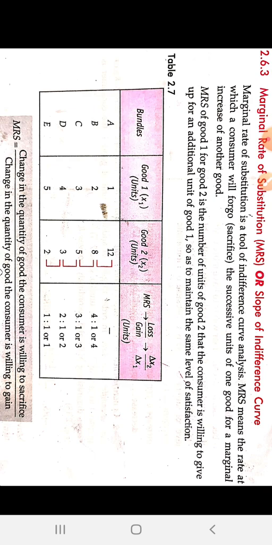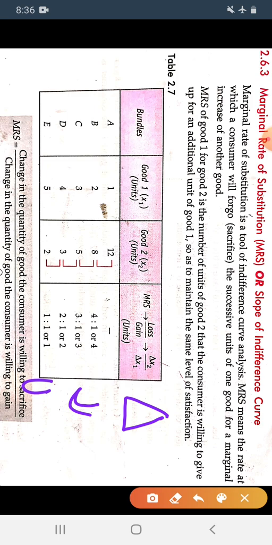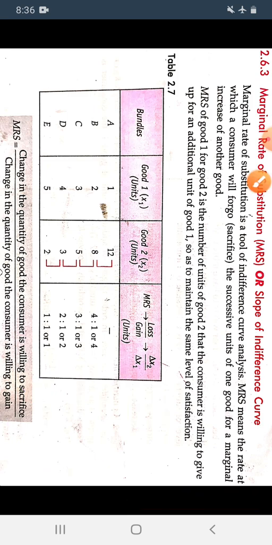So we are going to take a schedule with bundles, good 1, that is x1, good 2, that is x2, and MRS, which is the rate of change, what we are sacrificing to gain another unit. Here we are sacrificing good 2 for consuming more of good 1. The formula is loss upon gain. Here delta shows the change.